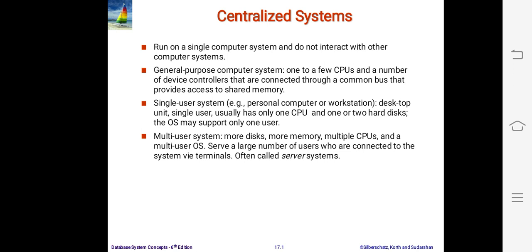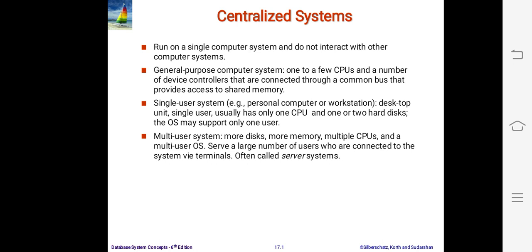This centralized system runs on a single computer system and does not interact with other computer systems, because we have already seen in the previous videos that a centralized system means there is a standalone application, you have only one database and one application, and this application interacts with the database system. So that is a centralized system. A general purpose computer system has one to few CPUs and a number of device controllers that are connected through a common bus that provides access to shared memory.